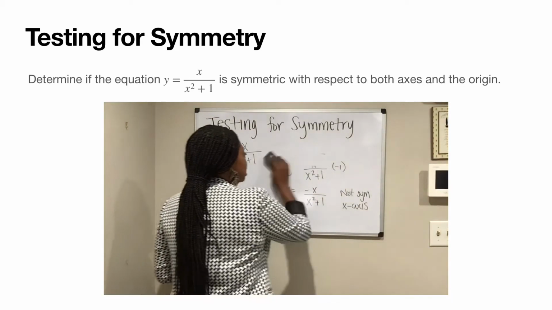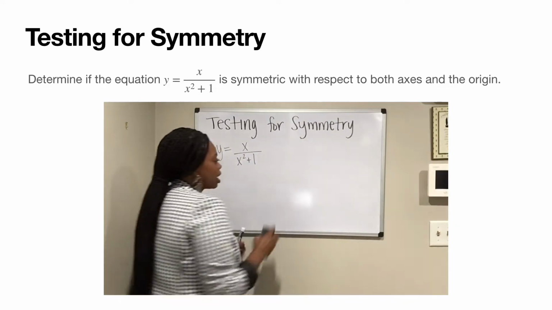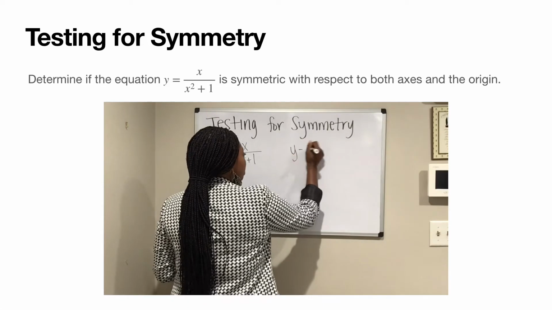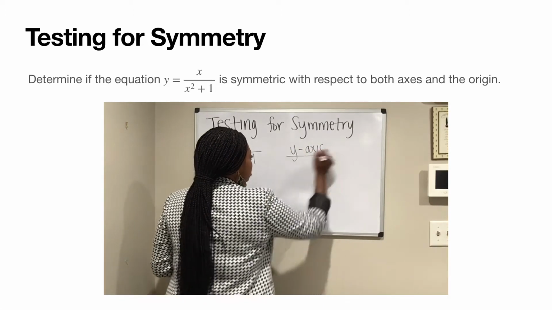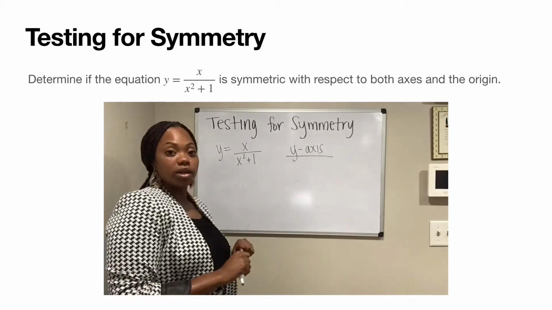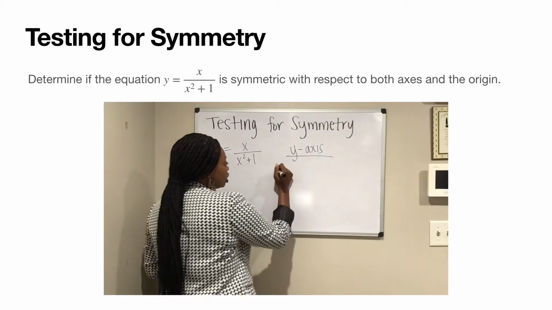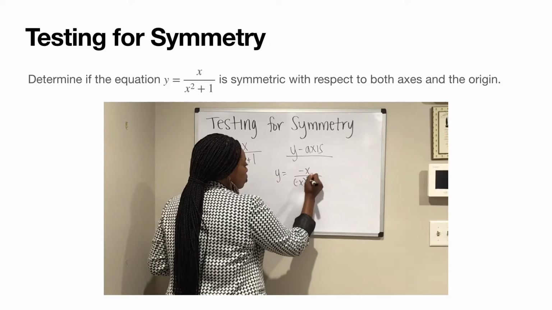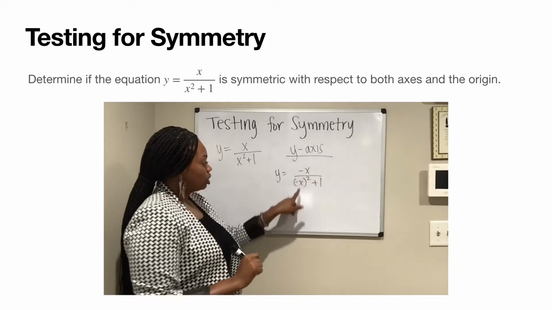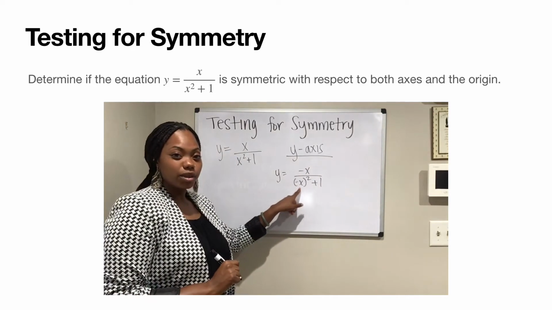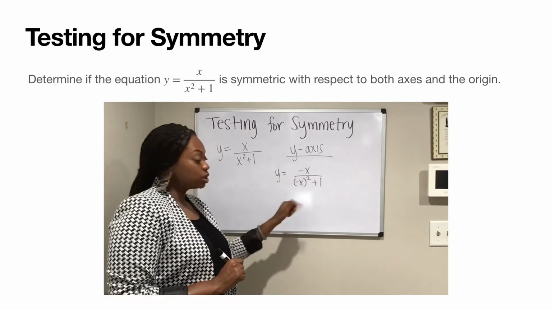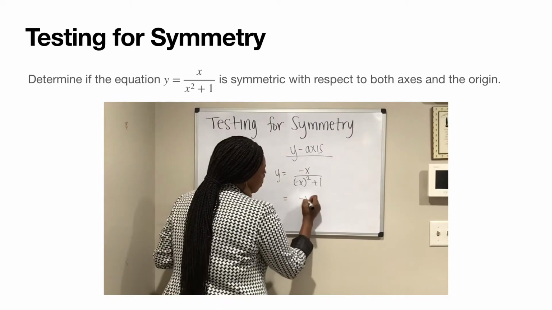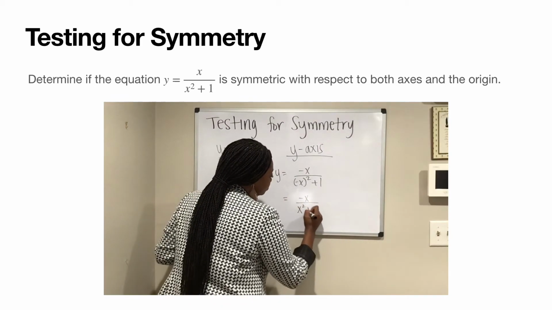So now let's test to see if we are symmetric with respect to the y-axis. That means with respect to the y-axis, whenever we see an x, we want to plug in negative x. So we should get y is equal to negative x over negative x squared plus 1. We know that the square of a negative number is the same as the square of the positive number, so this negative x squared is just going to give us x squared. So we get negative x over x squared plus 1.